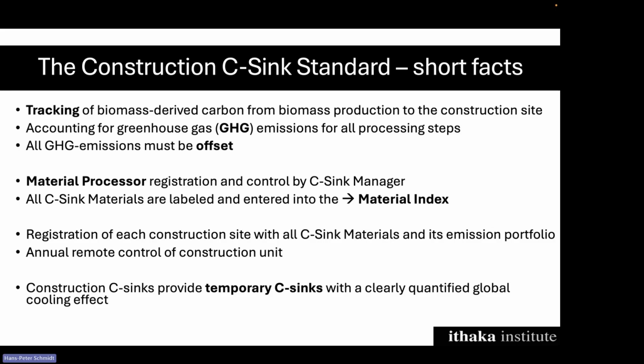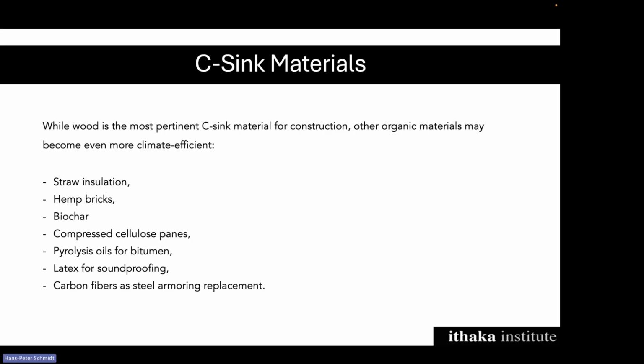Okay, so we go a little bit further. What are C-Sink materials? We said already we had some examples coming from straw. We also mentioned biochar. It can be compressed cellulose, paints, oils, or latex. And we will see in several slides further that there are classes of C-Sink materials. Very interesting.